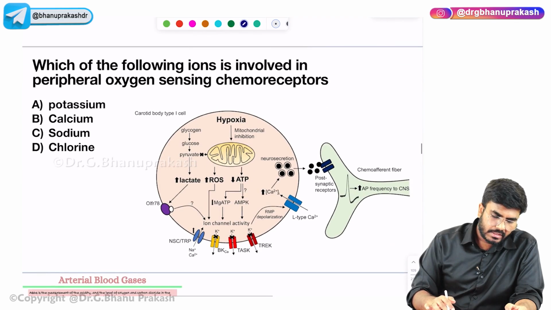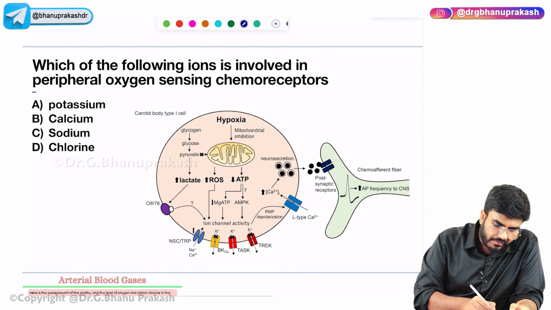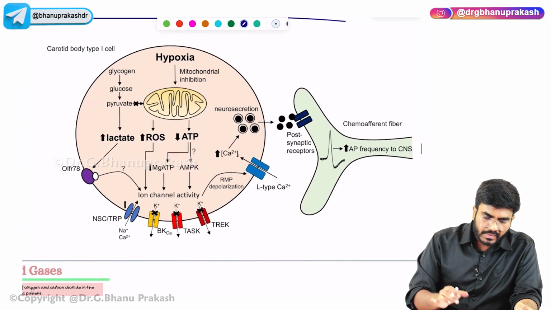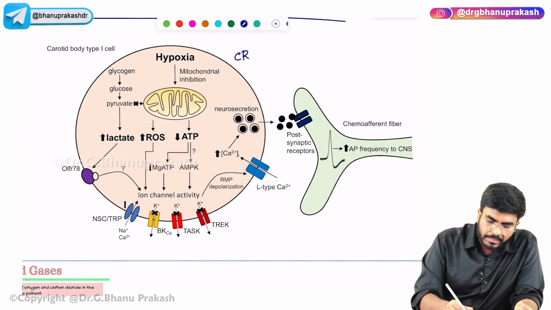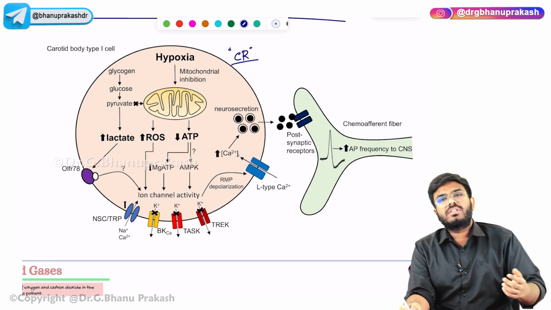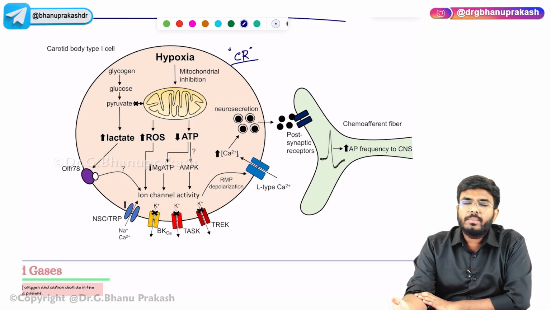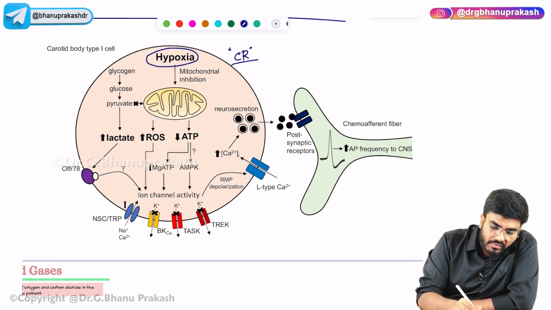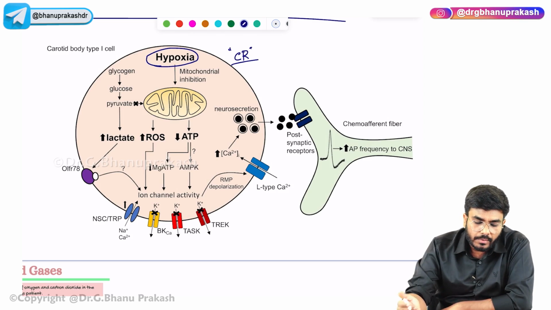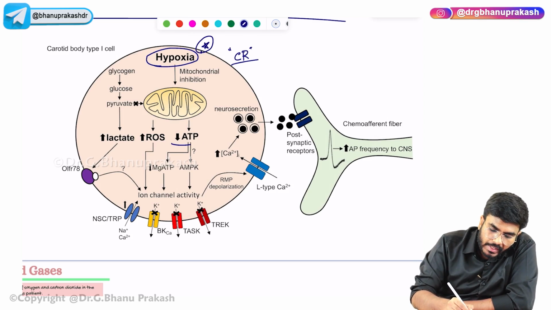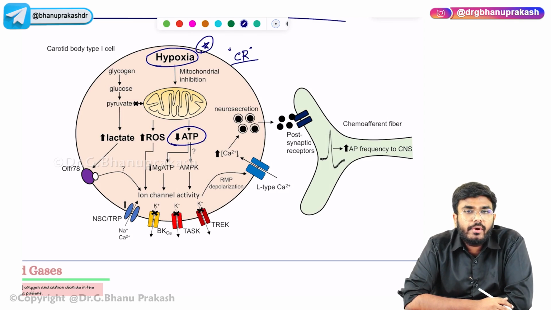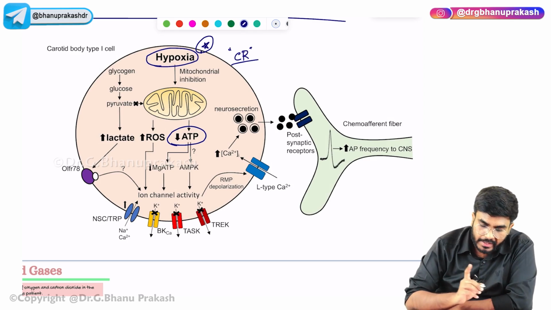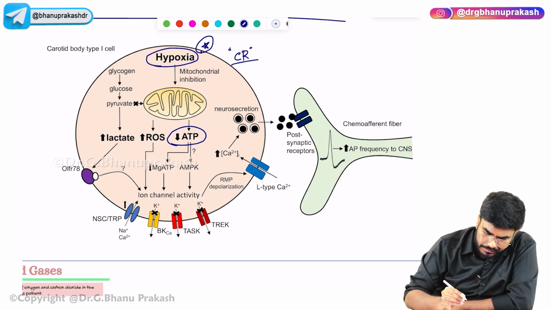Next, which of the following ions are involved in the peripheral oxygen sensing chemoreceptors? See here, I am showing you. Let's say this is a peripheral chemoreceptor. You know, peripheral chemoreceptors are present in the carotid body and aortic arch. Now look, whenever there is hypoxia, how do they detect it? Whenever there is hypoxia, the ATP production goes down.